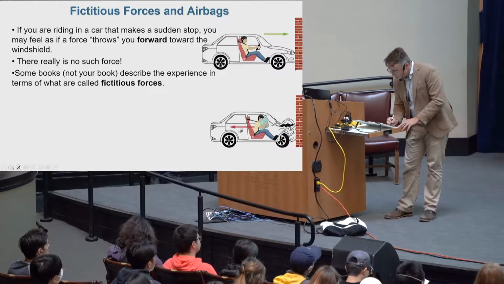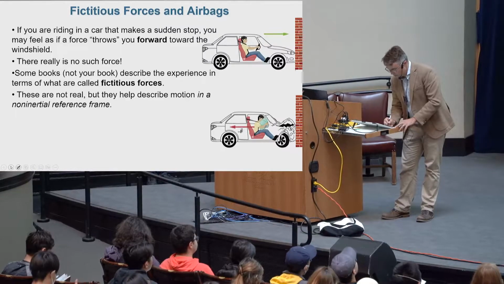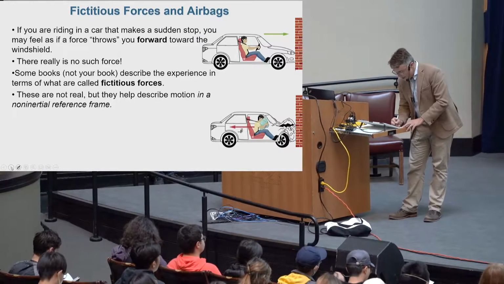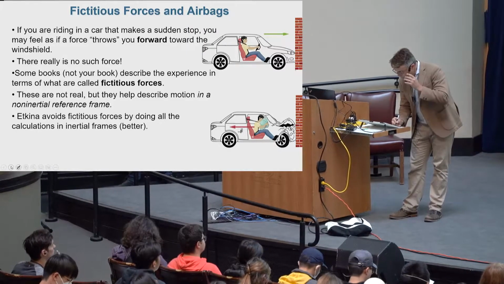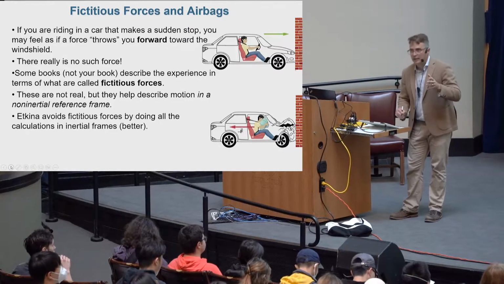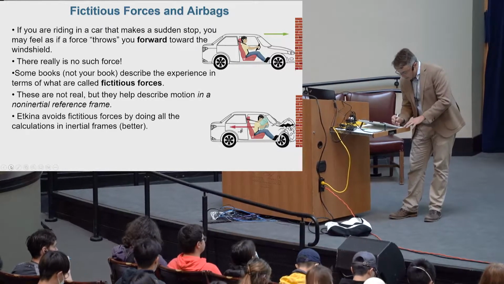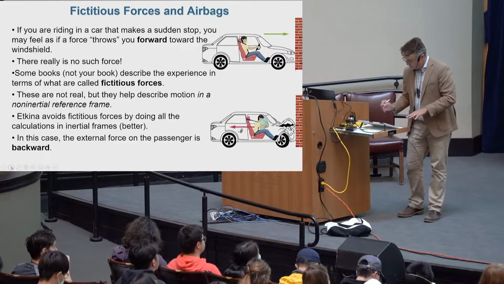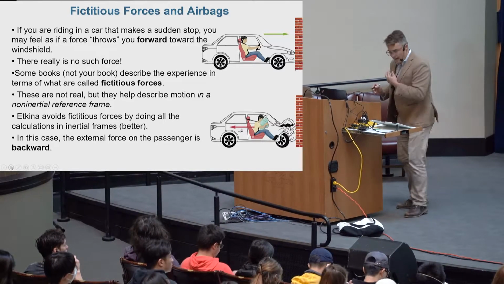Some books may describe the experience in terms of fictitious forces, but not this book. Since they're not real, they don't really help you. So Knight, your author, avoids fictitious forces altogether by doing the calculations in inertial reference frames. You just go to the outside, and you'll see that in this case, any external force on the passenger is backwards.